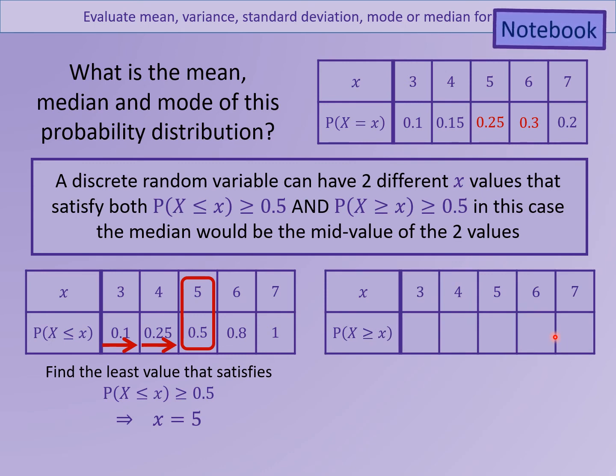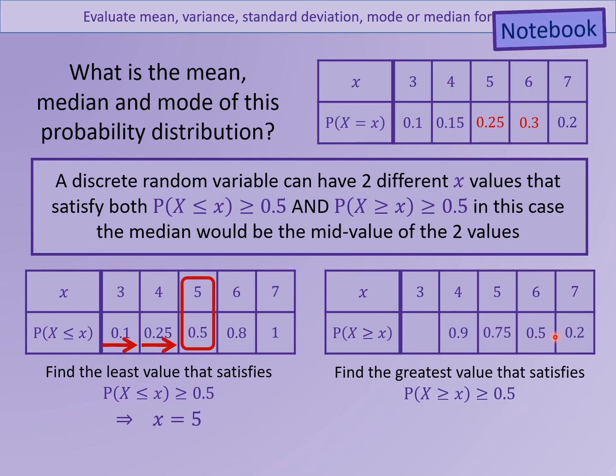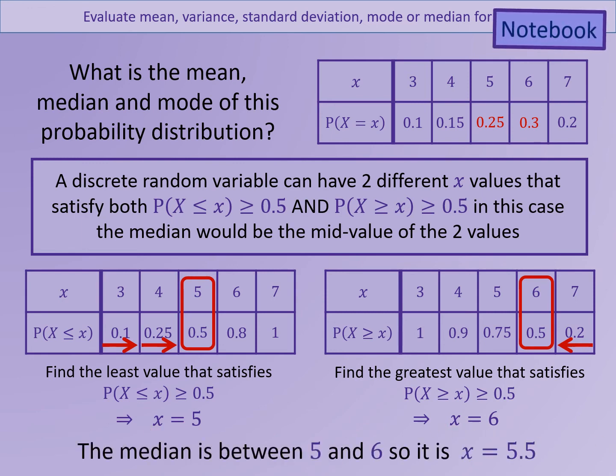Now going from the other side, if we calculate the probability that x is greater than or equal to each value, we get 0.2, 0.5, 0.75, 0.9 and 1. And finding the first x value such that the inequality is satisfied, we get x equals 6. So you see we get different values of x depending on which side we go from. So the median will be between 5 and 6, so we take it as 5.5.